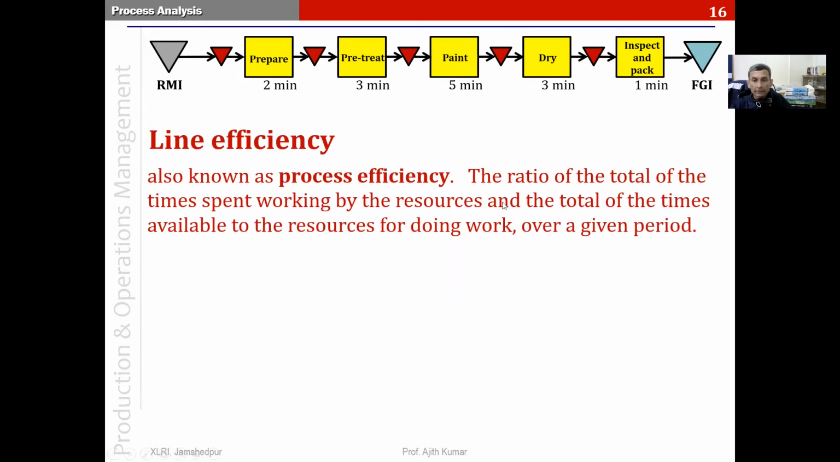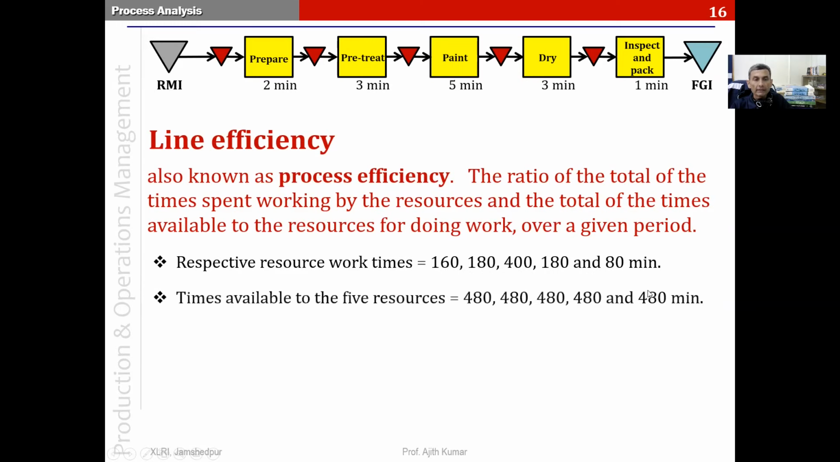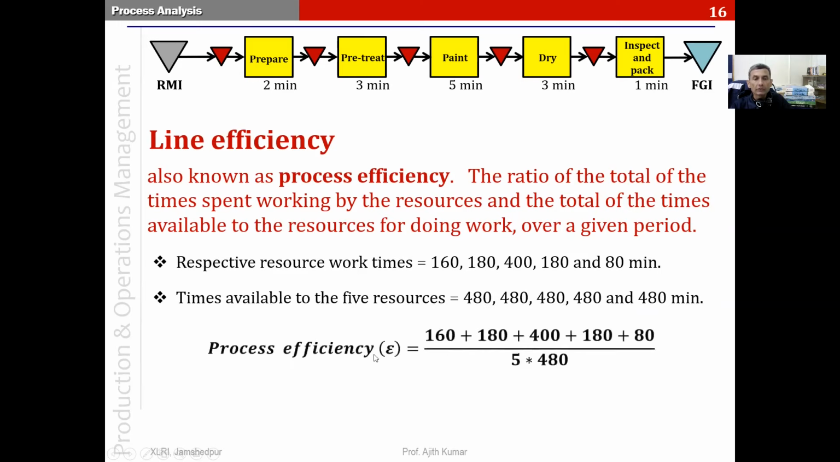So you can see that this is defined as the ratio of the totals of the times spent working by the resources and the total of the times available to the resources for doing work over a given time period. So how much time is each resource working? You can see that these times are 160, 180, 400, 180, and 80 minutes respectively. And the times available to the 5 resources, each resource gets 480 minutes. And therefore, the process efficiency is 160 plus 180 plus 400 plus 180 plus 80 divided by 5 into 480. And this comes to 41.67%.